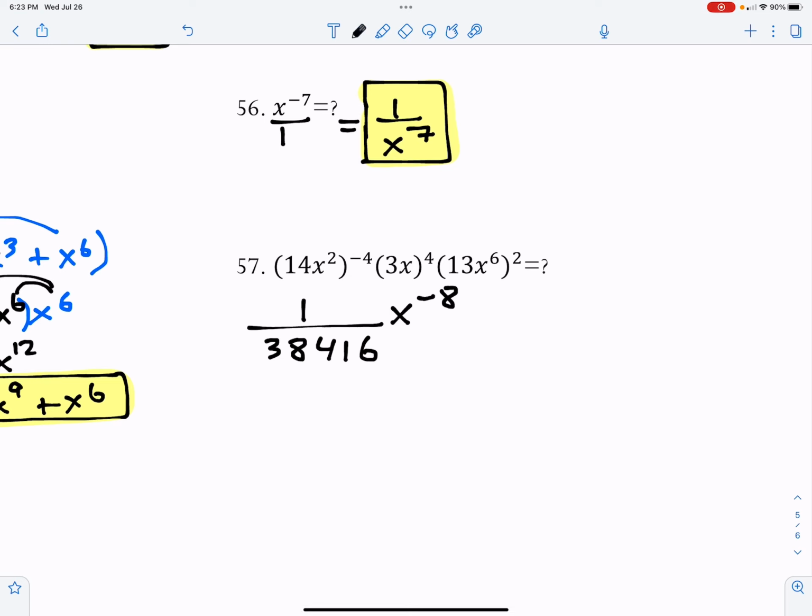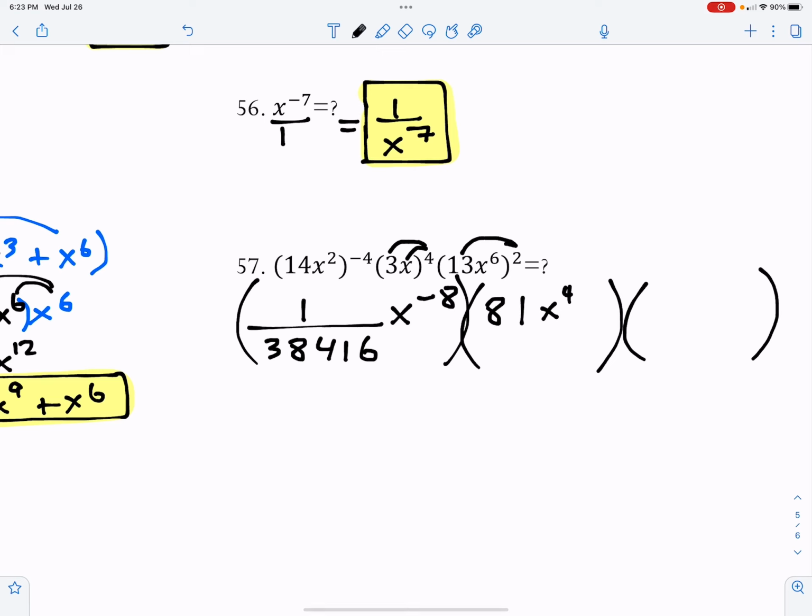Okay, all right, now that little part is going to be multiplied times, now we're going to make that 4th power go to the 3 and to the x. Well, 3 to the 4th power is 81 times x to the 4th power. And then in our last section, we're going to take the squared and apply it to the 13 and the x to the 6th power. Well, 13 squared is 169. X to the 6th power squared would be x to the 6 times 2, or x to the 12th power.